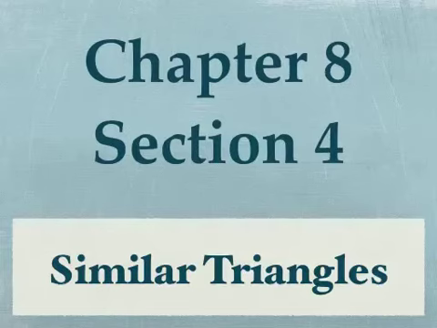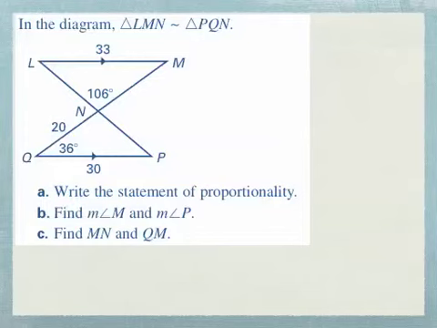Chapter 8, Section 4, Similar Triangles. This first example says in the diagram, triangle LMN is similar to triangle PQN.